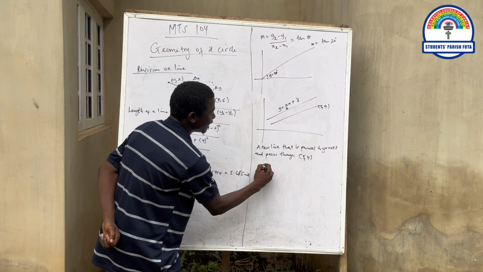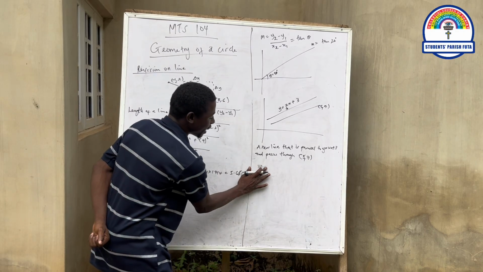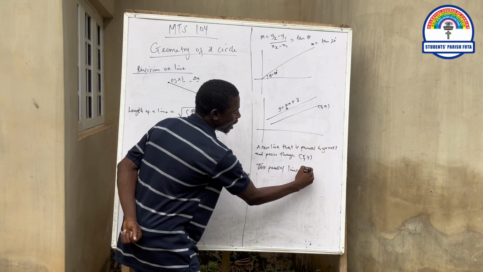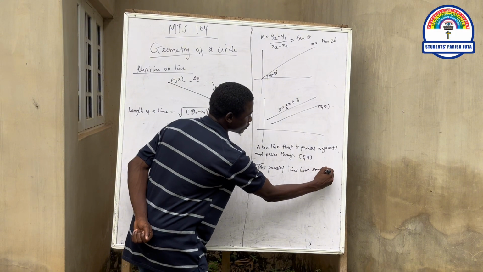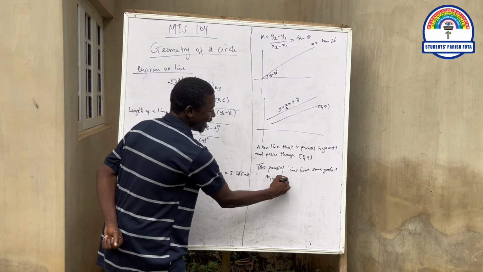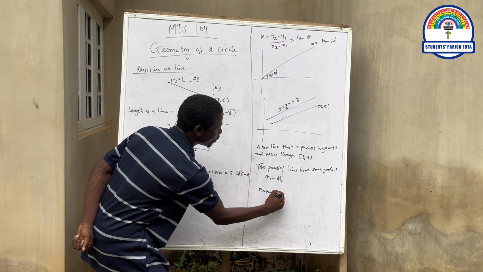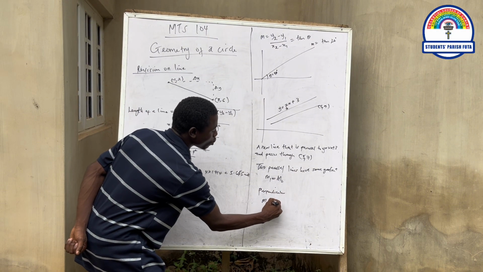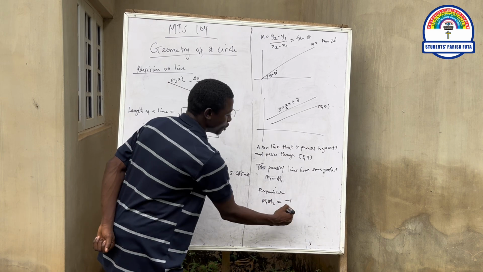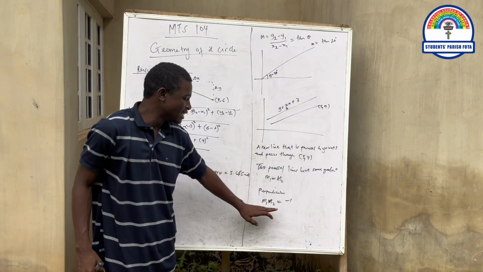For my new line to be parallel to this one, let the gradient of my new line be m. Two parallel lines will have the same gradient. So for two parallel lines, the gradient of one is the same as the gradient of the other. But if they are perpendicular, it means that the product of their gradients, the gradient of the first line and the gradient of the second line, when you multiply together, must give you -1. Do you understand? So for parallel lines, they have the same gradient. For perpendicular lines, the product of their gradients is -1.